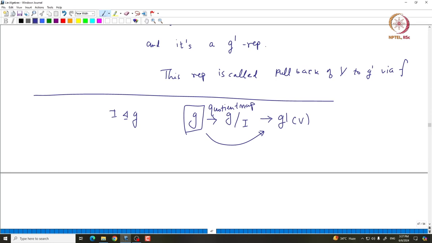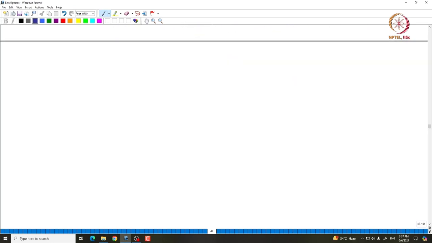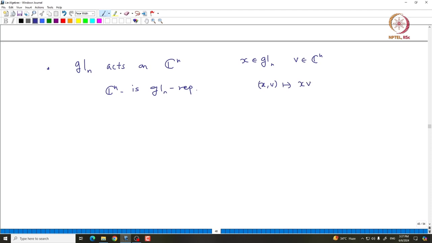Now let us see some examples of representations. We have many interesting representations. For example, if we take GLN, GLN naturally acts on this n-dimensional space CN. So indeed CN is a GLN representation. What is the action? If we take X in GLN and a vector V inside CN, then with this pair one can associate just the matrix multiplication XV. This is the usual action of X on V. That gives you a representation of GLN, which is an n-dimensional representation. This representation is usually called the natural representation of GLN.